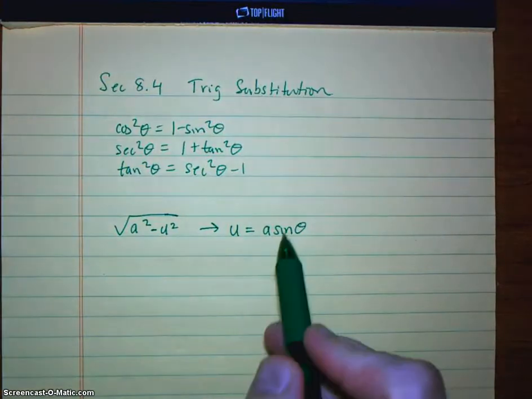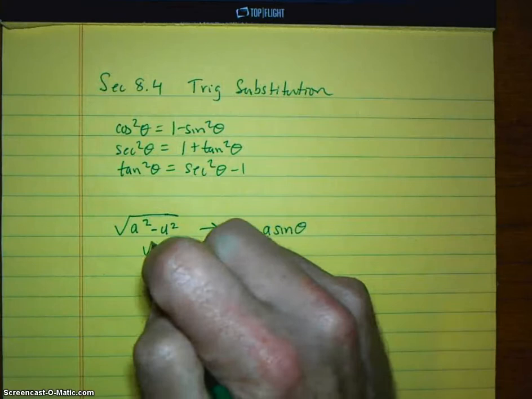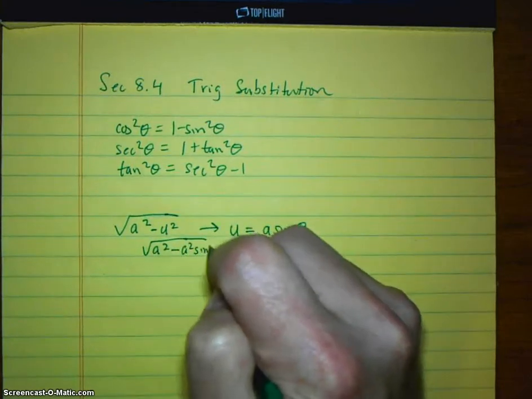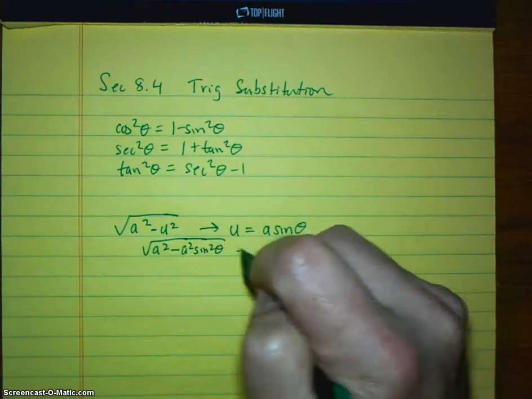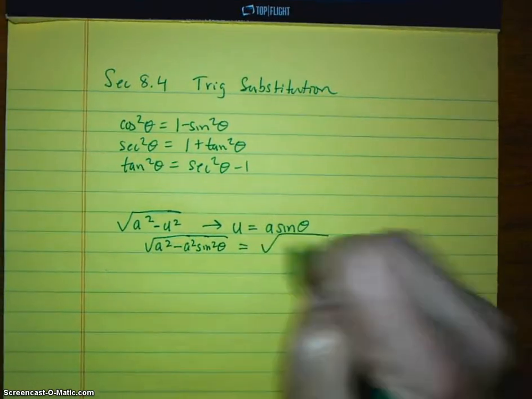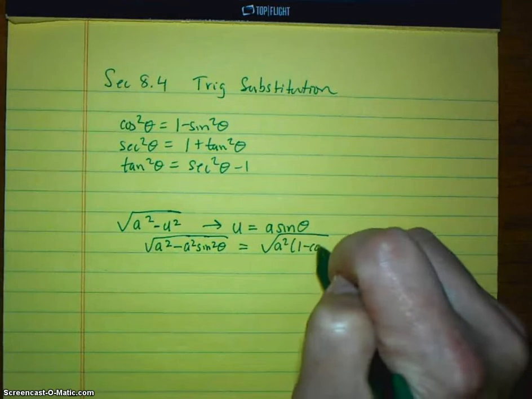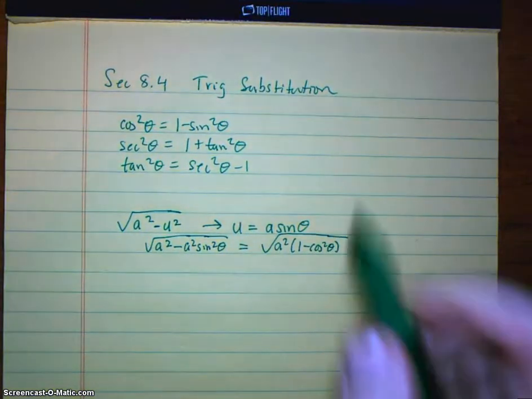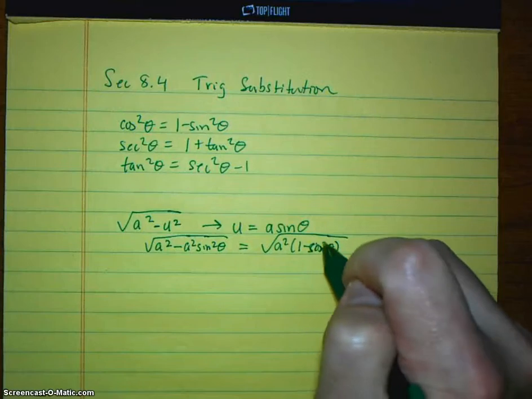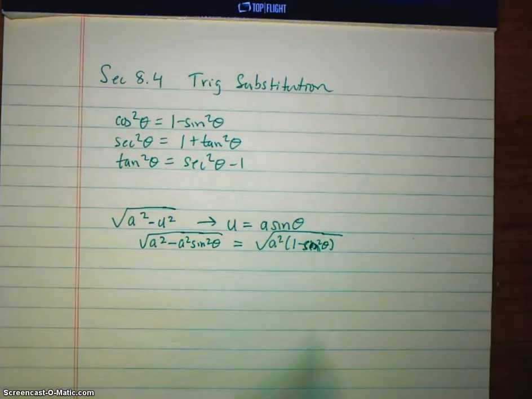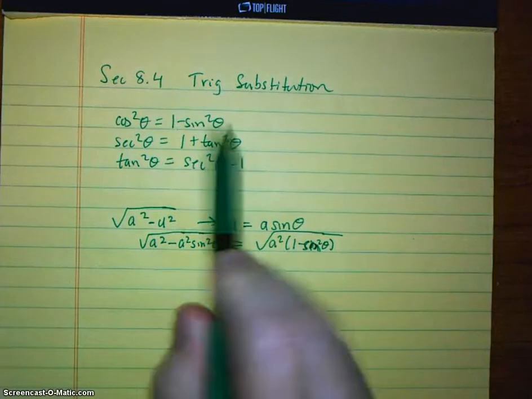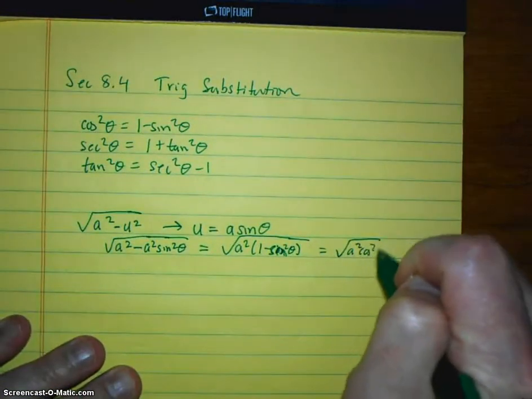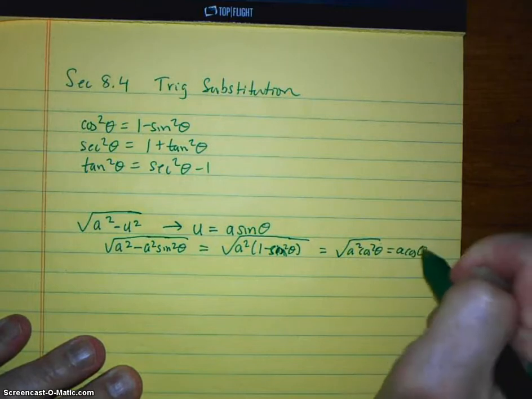And what's going to happen here, let's plug this in and see what happens. This gives us square root of a squared minus a squared sine squared theta. I can factor the a squared out. That's a squared times 1 minus sine squared theta. I'm sorry, I was getting ahead of myself. You can see where our trig identity comes in now. 1 minus sine squared is cosine squared. So this becomes square root of a squared cosine squared theta, which is a cosine theta.